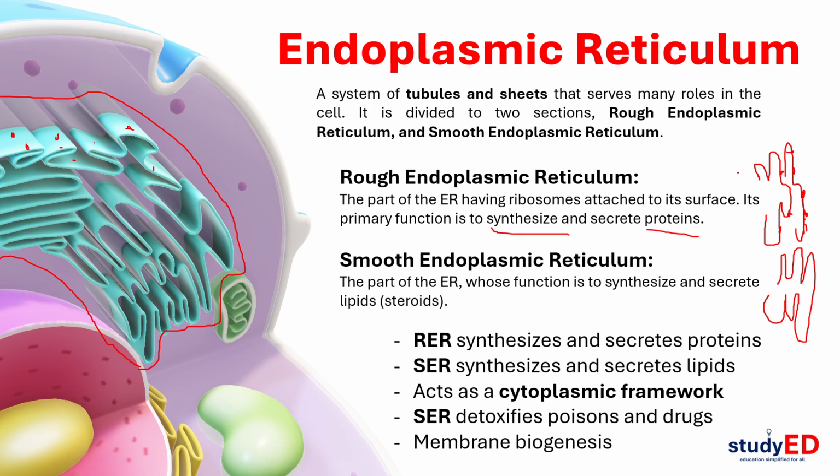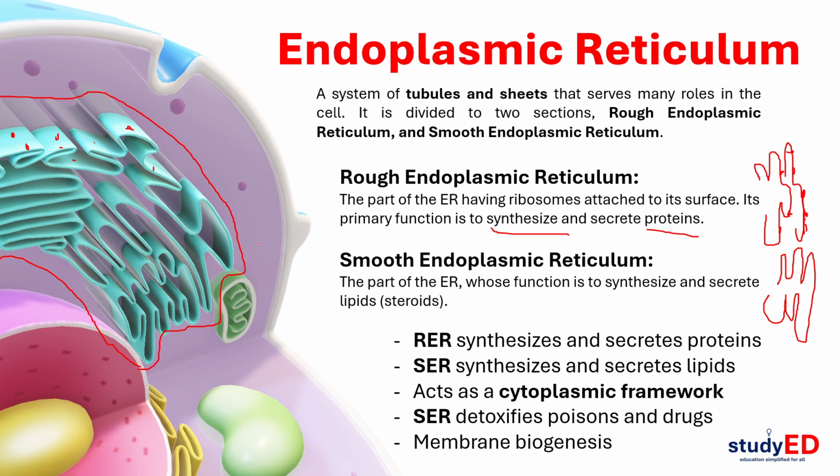This is the RER. Then we move on to the SER, the smooth endoplasmic reticulum. This is the part of the ER whose function is to synthesize and secrete lipids. There are no substances such as ribosomes on the smooth ER. There's nothing on it, just the tubules and sheets. Its function is to synthesize and secrete lipids. Steroids are a type of lipid, to make it easier for you to understand. So these are synthesized and secreted by the smooth endoplasmic reticulum.